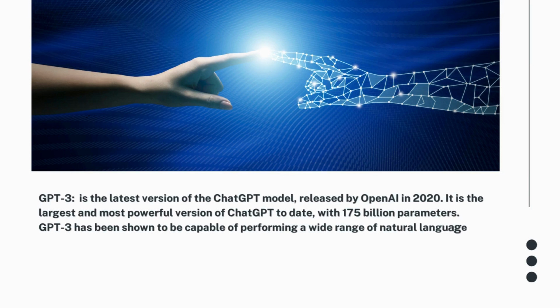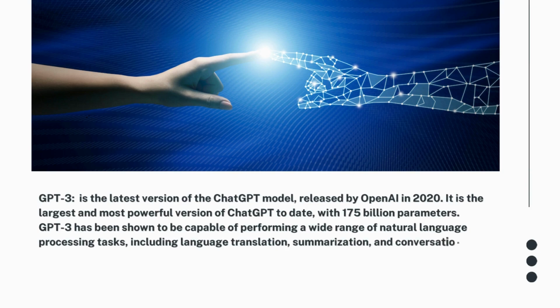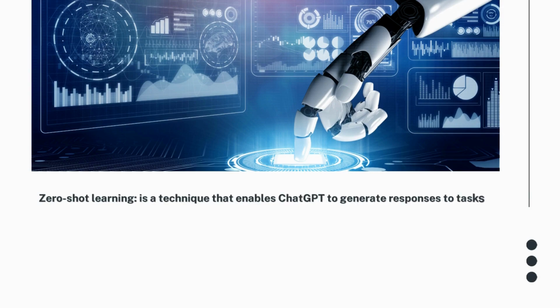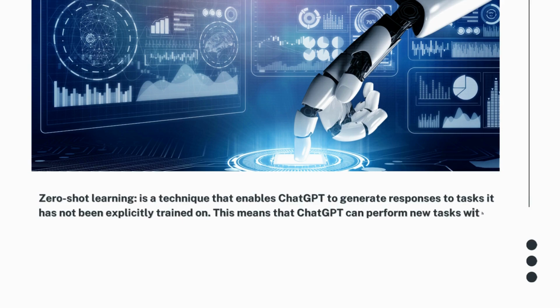GPT-3 has been shown to be capable of performing a wide range of natural language processing tasks, including language translation, summarization, and conversation generation. Zero-shot learning. Zero-shot learning is a technique that enables ChatGPT to generate responses to tasks it has not been explicitly trained on. This means that ChatGPT can perform new tasks without requiring additional training data.